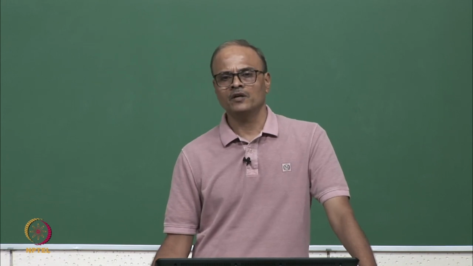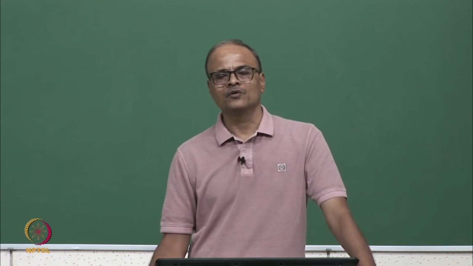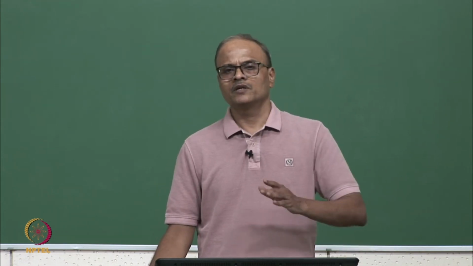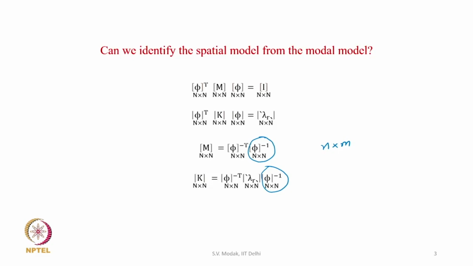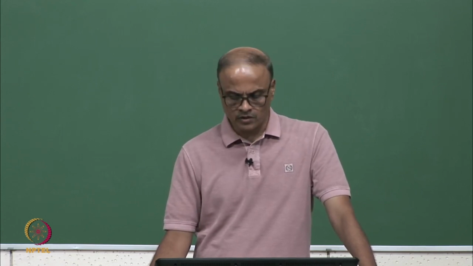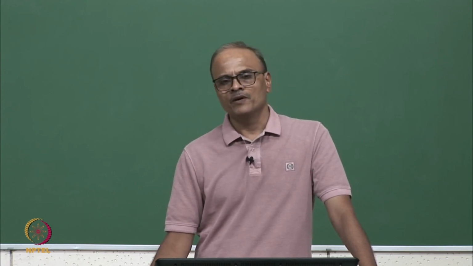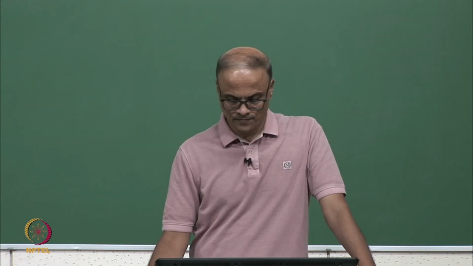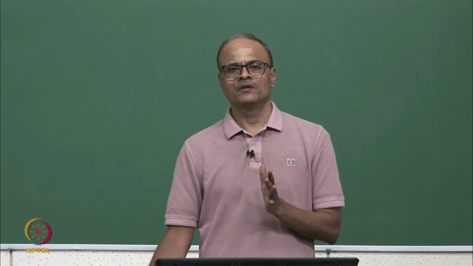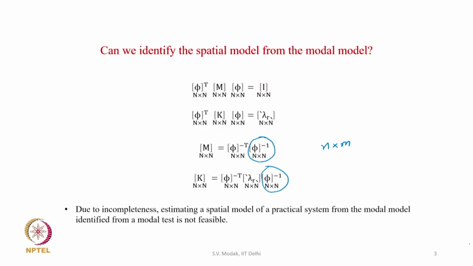Also, if somehow we ensure that the number of test points n is equal to the number of modes being identified, then we will have n is equal to m. It is therefore possible to conduct the modal test ensuring n is equal to m. Therefore, the eigenvector matrix becomes square and the inverse can be taken. However, though we can use these relationships to find an estimate of m and k, these will not be very accurate estimates, because the number of modes m will be far less, and therefore the estimates of m and k will not represent the structure very well. So, because of these reasons, the estimation of a spatial model of a practical system from the modal model identified from a modal test is not feasible.